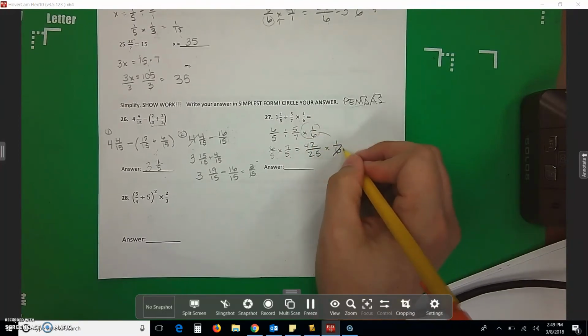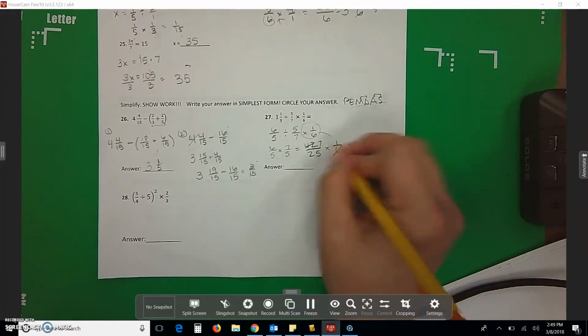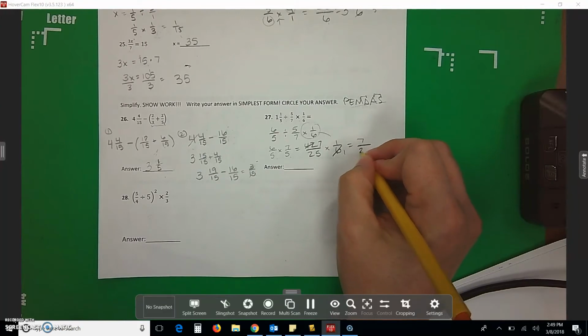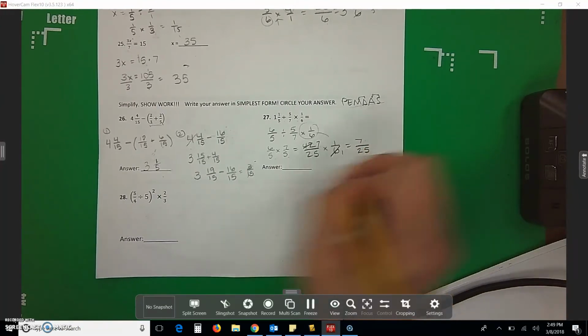This can be reduced. 6 goes into 42 7 times. 7 times 1 is 7. 25 times 1 is 25. So my answer is 7/25.